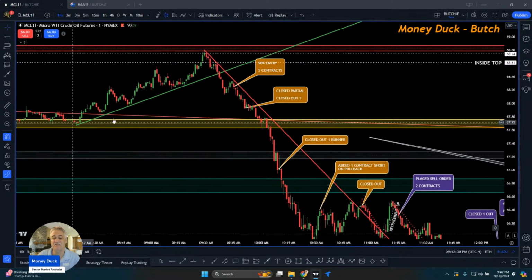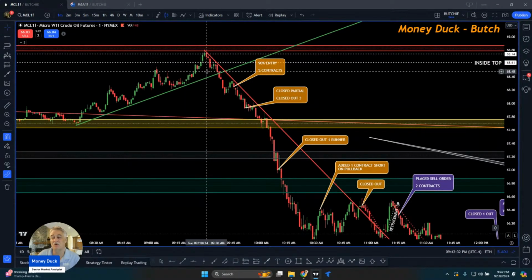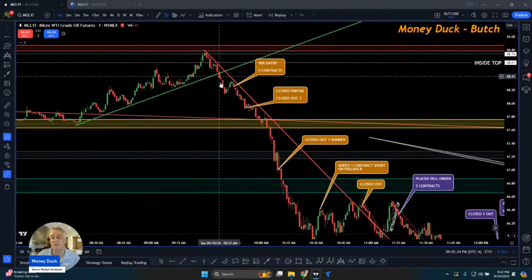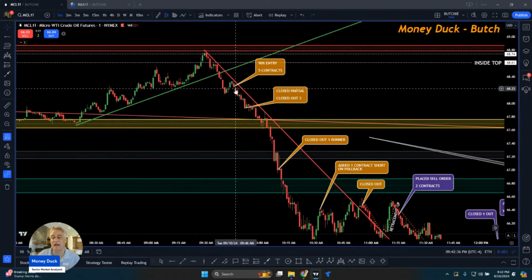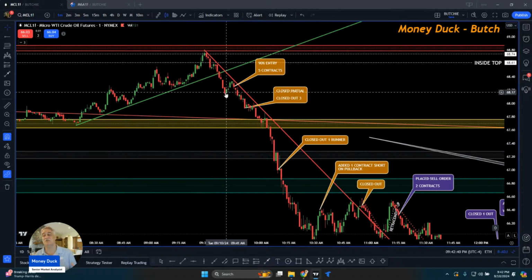And in here, it just fell into it a little bit. So I got in on the pullback. So it dropped, pulled back, red candle, I got in. So that's a retracement or pullback.